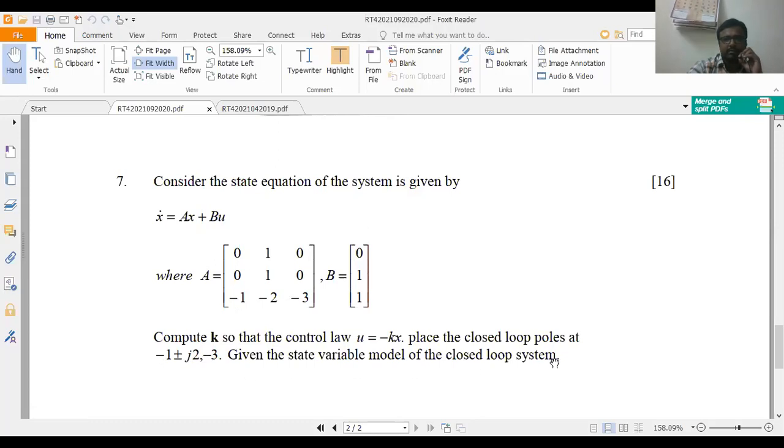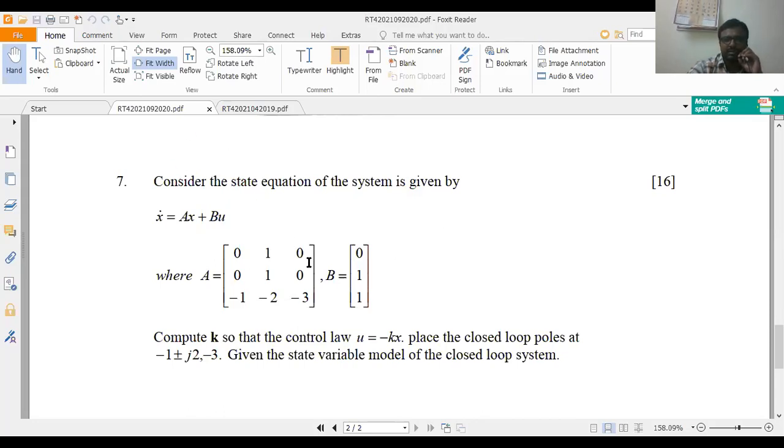Given the state variable model of the closed loop system, we have to compute the matrix K, that is, K consisting of elements K1, K2, and K3. With the solution of this particular problem, you are going to secure 16 marks. It is not a theory question, it is a problem. So you can surely and definitely get 16 marks. Don't neglect this particular unit. Only problems are going to come from this unit. 16 marks is going to be obtained, which is the same problem which we discussed in the PPT.